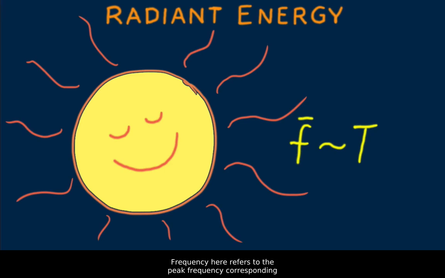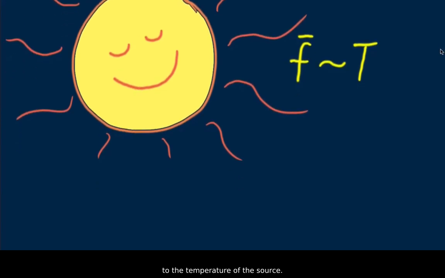Frequency here refers to the peak frequency, corresponding to the most intense radiation emitted, hence the bar over the symbol for frequency. And temperature here is in kelvins, not Celsius or Fahrenheit. You won't need these details unless you're solving problems. The important point is that the frequency of radiant energy is directly proportional to the temperature of the source.